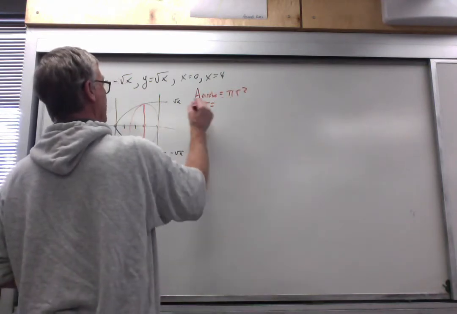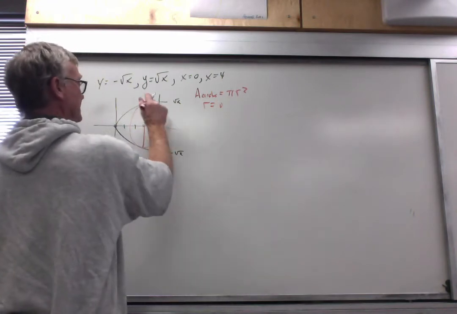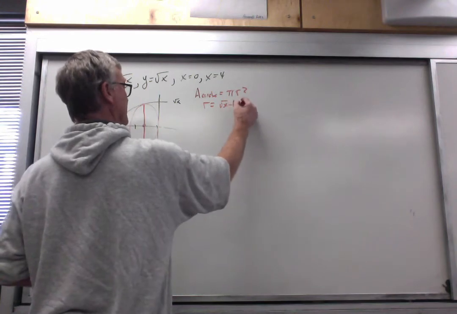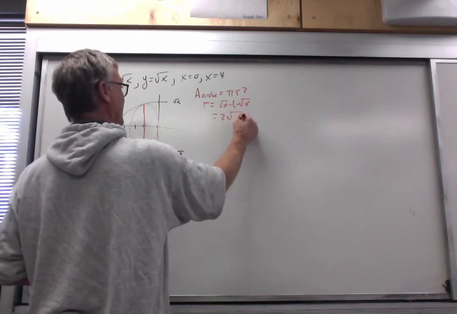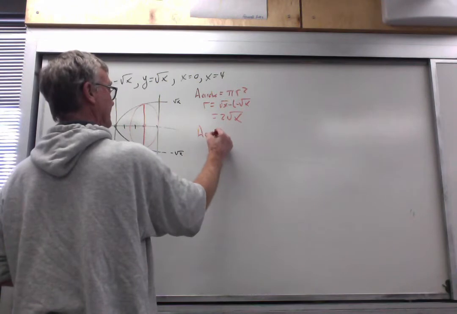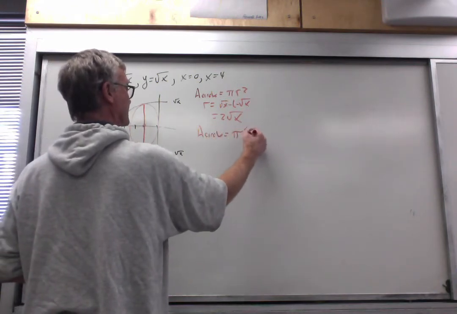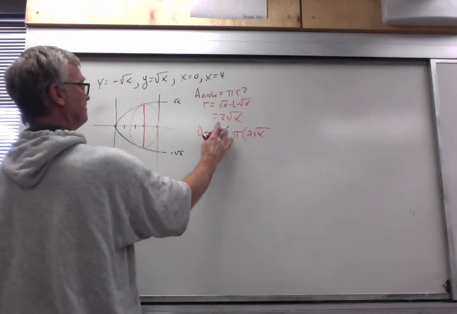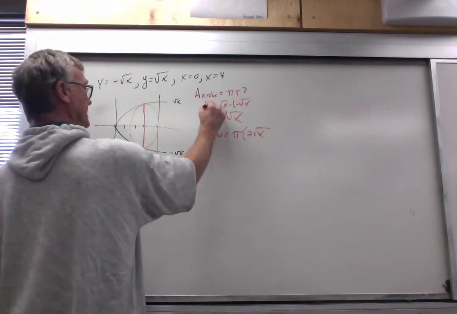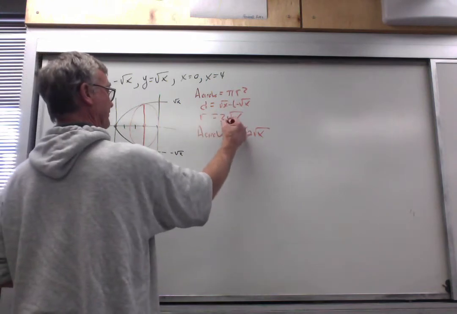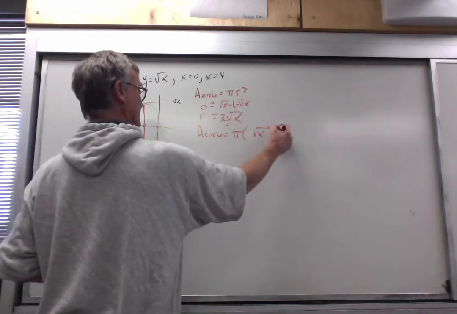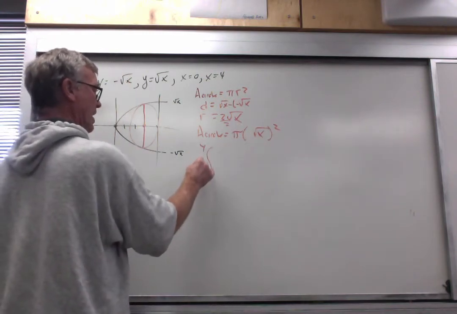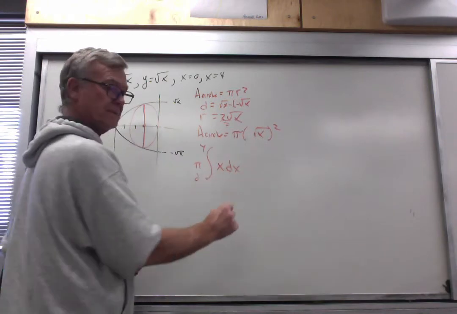R is the difference between these, square root of x minus negative square root of x, which is 2 square roots of x. And the area of a circle then here would be pi times 2 square root of x up. That's the diameter, excuse me. The radius would be then half of that, square root of x, squared. So basically this becomes the integral from 0 to 4 of pi x dx.